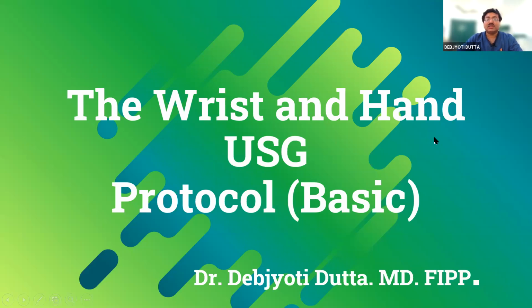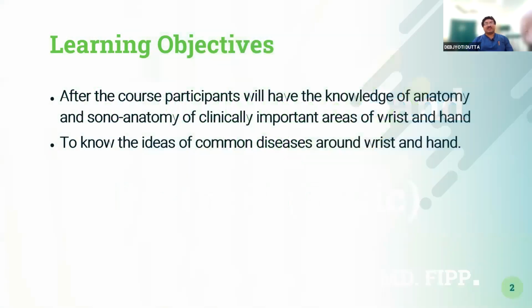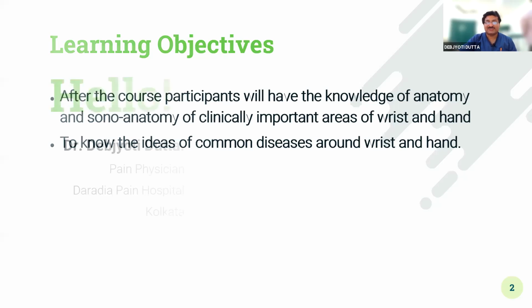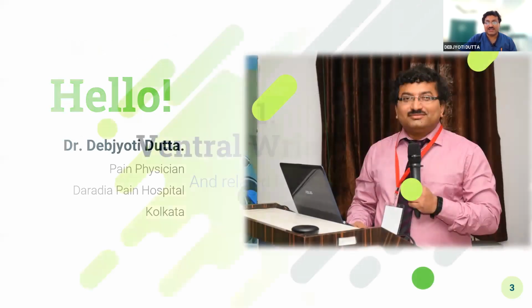Okay, thanks a lot. So the wrist and hand USG protocol for the basic. Here the learning objective is that you will be able to know the common anatomy and painful conditions or diseases of the wrist and hand. Mostly we are going to cover the common conditions like CTS, de Quervain's tenosynovitis and trigger finger, these 3 areas. So let's start with the ventral wrist ultrasound.